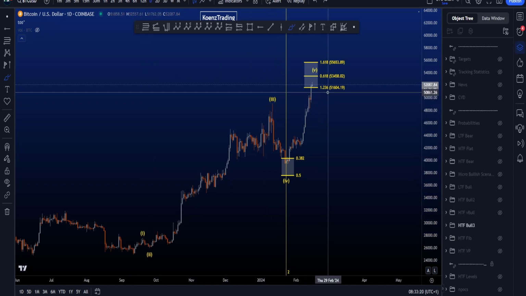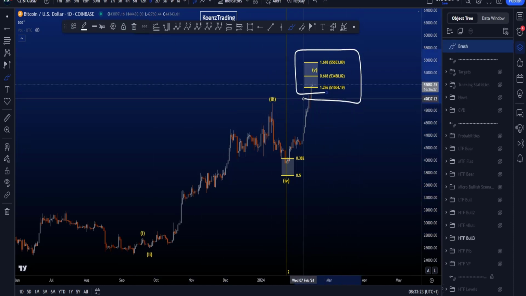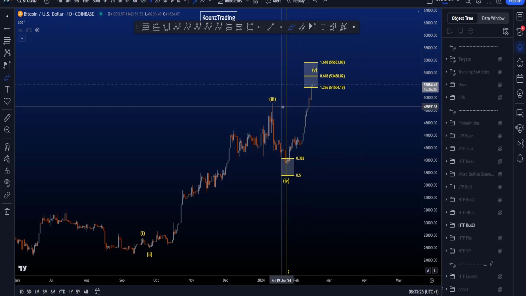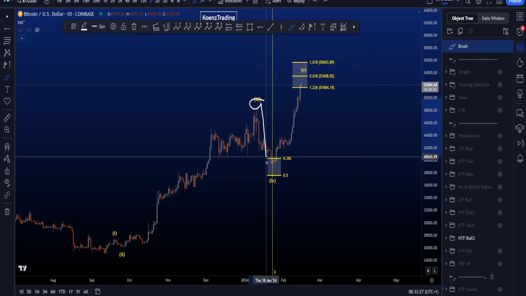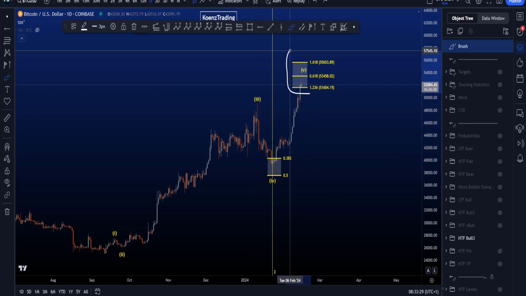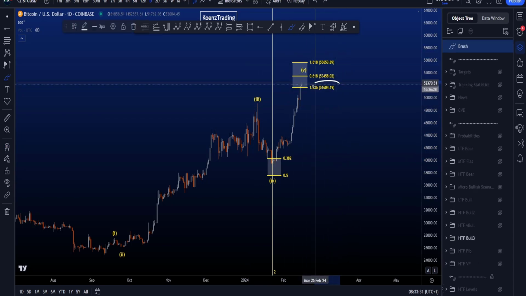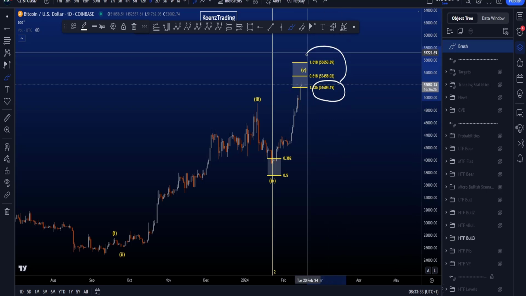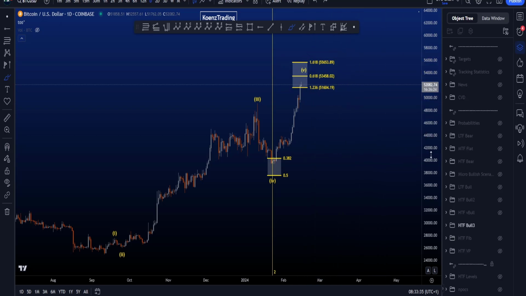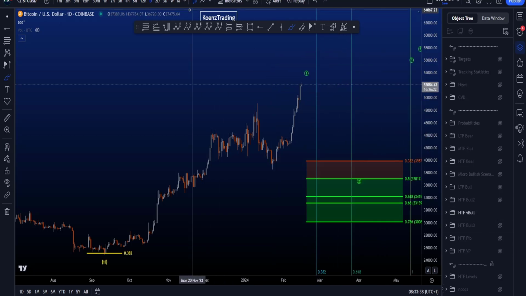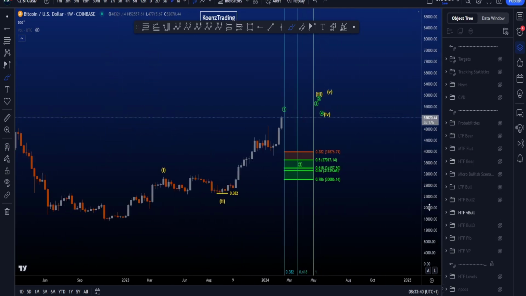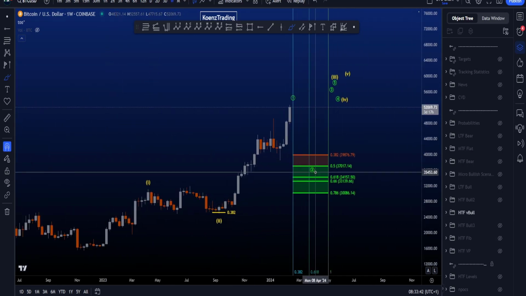wave 3. The target area for a wave 5 is between the 1.236 and the 1.618 Fibonacci, taken from the high to the low of this wave 4. That is your most common target area for a wave 5, between 51.6K and 55.6K. The reason that this scenario at the moment still has the highest probability is because of time.